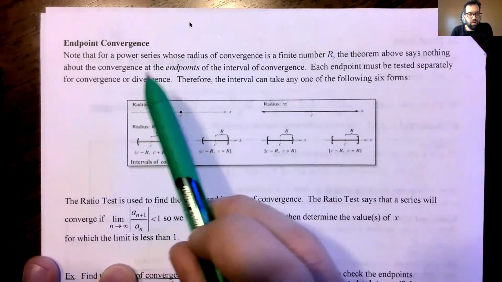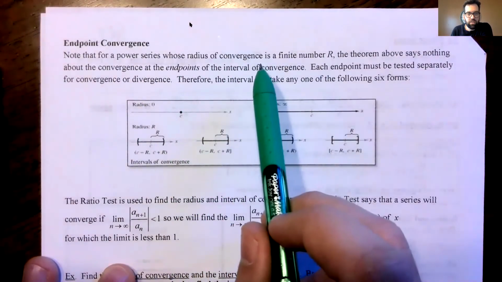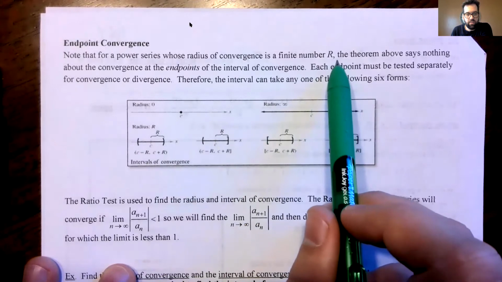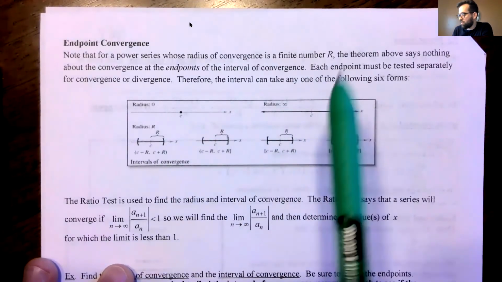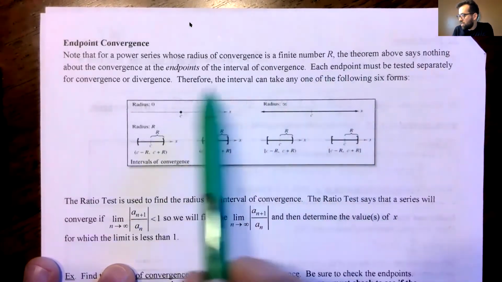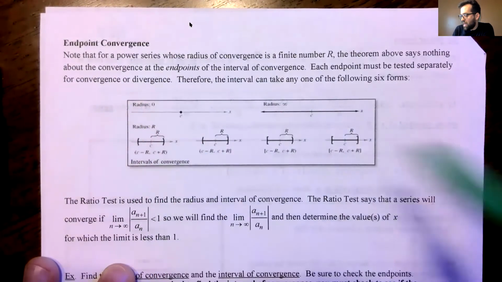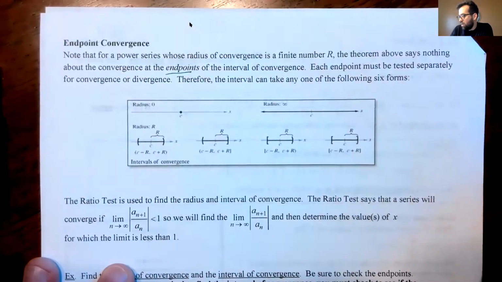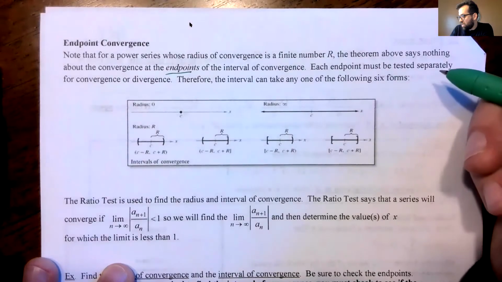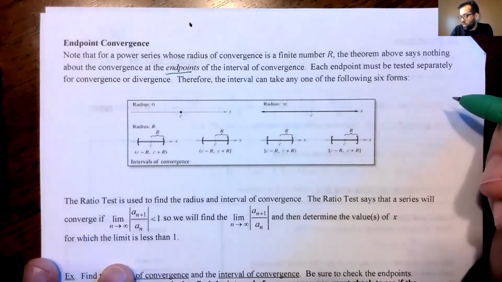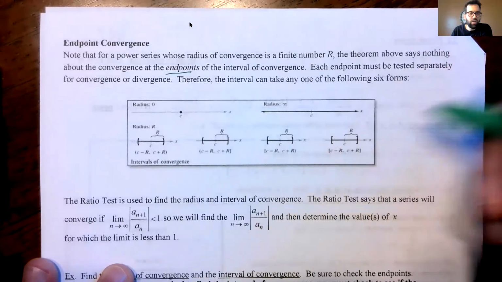Note that for a power series whose radius of convergence is a finite number r, so that was that second case from the front, the theorem says nothing about the convergence at the endpoints of the interval of convergence. Each endpoint must be tested separately for convergence or divergence. Therefore, the interval can take any of the following 6 forms.